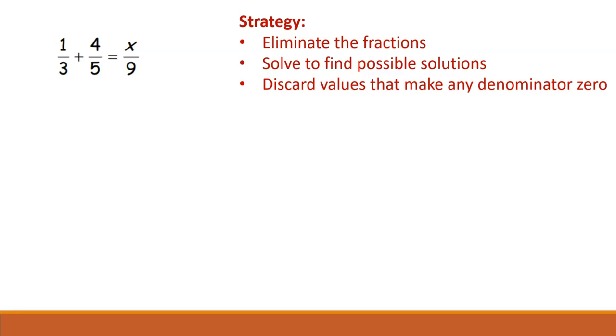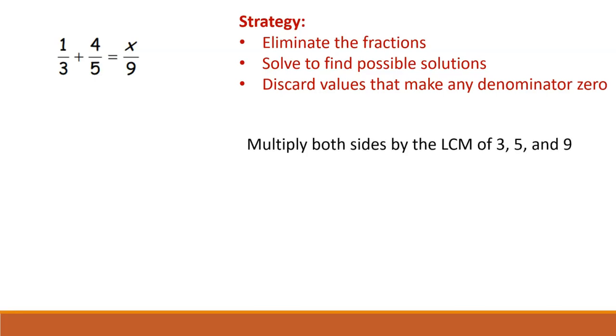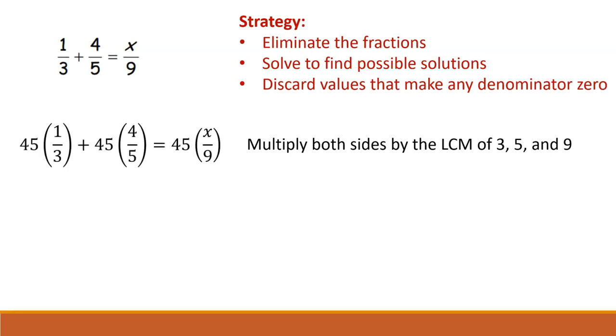To eliminate the fractions, we'll look for the least common multiple of all of the denominators in the equation. For this equation, the least common multiple of 3, 5, and 9 is 45. And then we'll multiply both sides of the equation by that least common multiple. Now if we simplify each term, we won't have any more fractions in the equation.